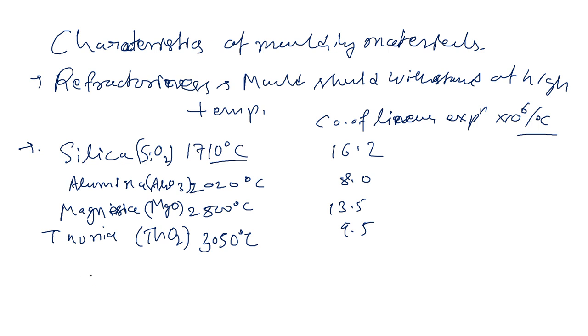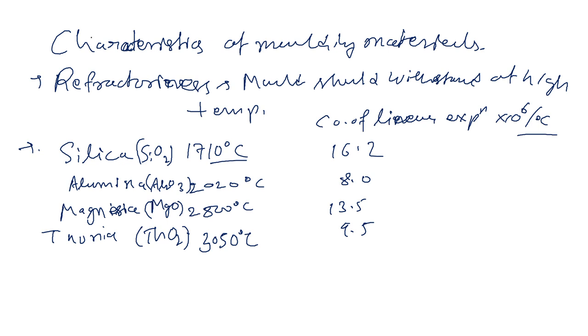So there are many types of refractive materials which can be used, which are found in the sands, and they have different characteristics. Mostly silica is found in Indian sand that is used for mold making, and which is found at the river banks.